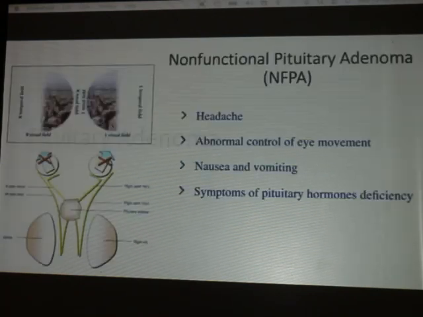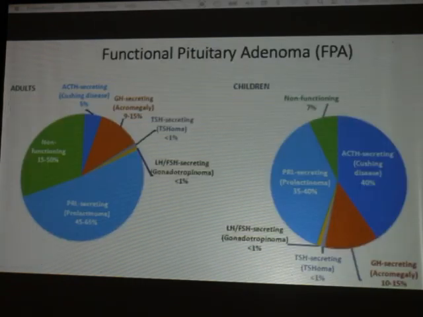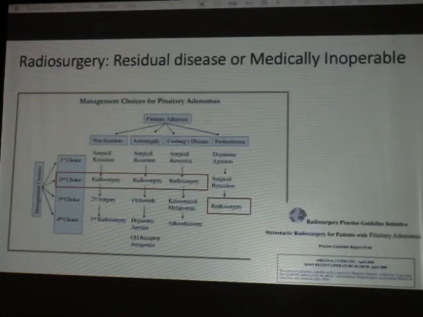Another is pituitary adenoma. We know that there are 2 types of adenomas. One is functional, second is non-functional. I'll not go into the detail, but here is where radiosurgery comes into play. If it is non-functional, then you do the surgical resection followed by radiosurgery for the residual tumor, and if it is functional, even in cases other than prolactinoma, you do the surgical resection, and if there is a residual, radiosurgery comes into play.